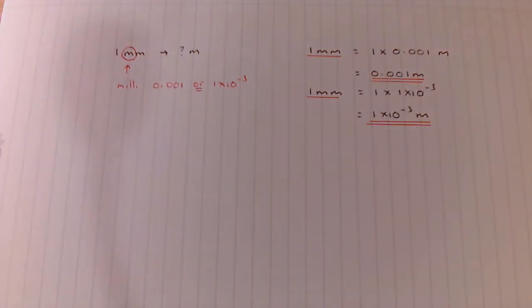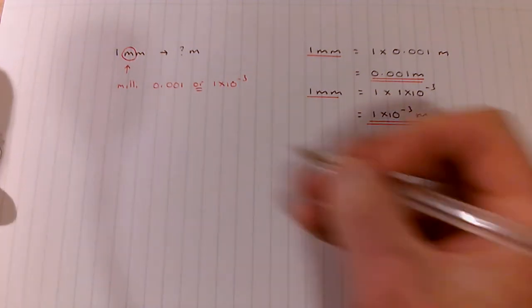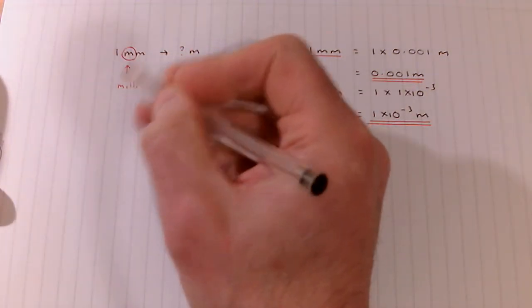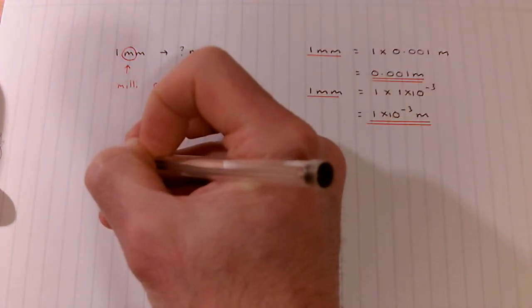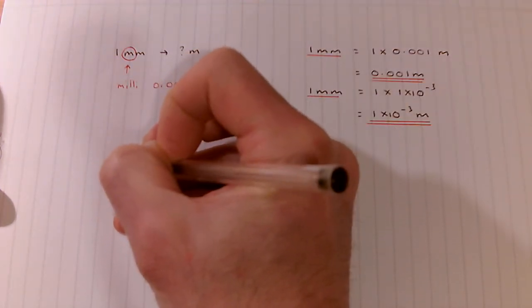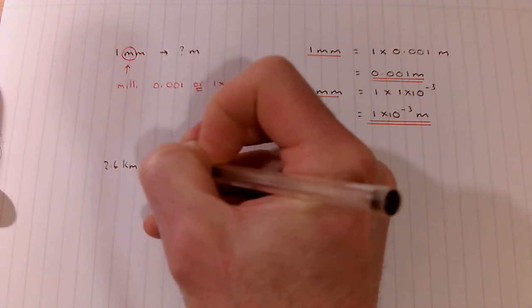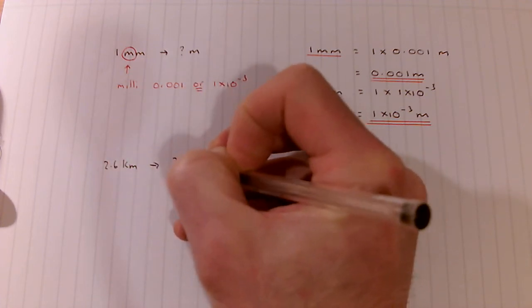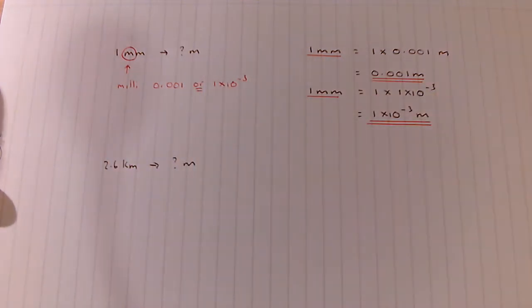So now we'll look at converting from kilometres into metres. So this time round, rather than it always being 1 millimetre or 1 kilometre, let's look at a different value. So let's put in some more numbers. So we'll go for 2.6 kilometres, and we want to know how many metres that corresponds to.